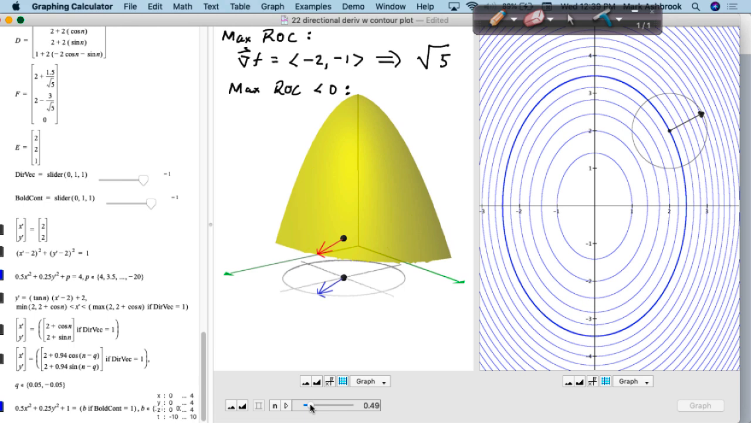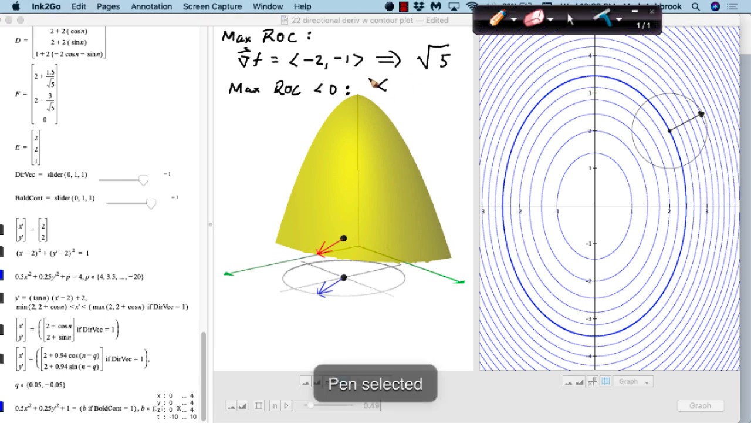So the direction as a vector is (2, 1), and the rate of change will be exactly the same but negative, negative root 5, right? So the max rate of change is the magnitude of the gradient. The max negative rate of change is the opposite of the magnitude of the gradient, and you go in the exact opposite direction.